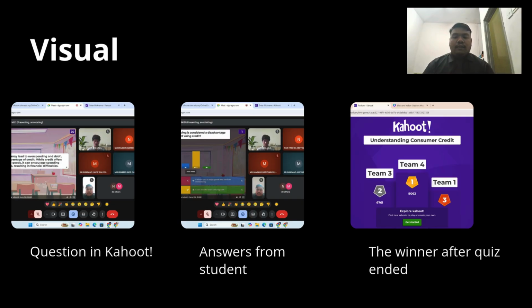Next is the visual. The first image is the question in Kahoot that has been attached in Google Meet, the second image is the answers from the students, and the last is the winner after the quiz ended. So we have the third place, team 1, the second place is team 3, and the first place is team 4.